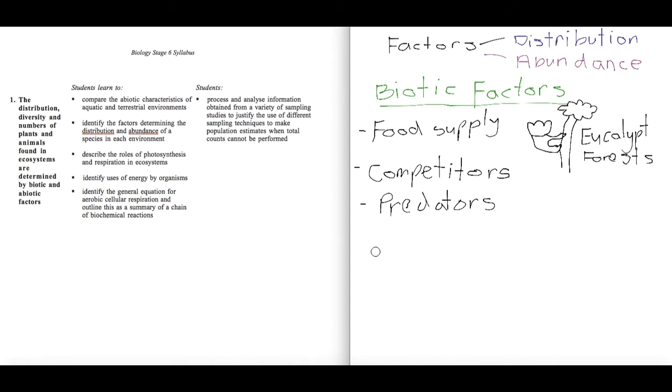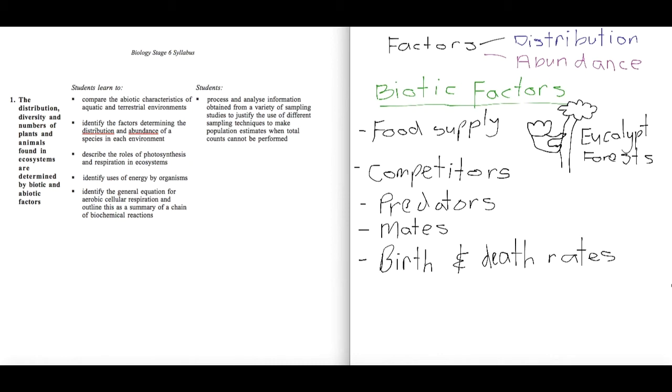Okay, the number of mates in an area can also affect the abundance and distribution of species. If you have a large number of mates in an area, this will allow the organisms to reproduce and thus increase their abundance in that area. Okay, and lastly, birth and death rates affect the abundance and distribution of species.